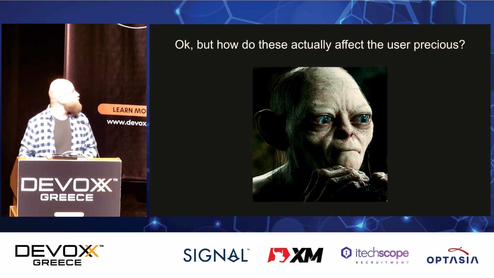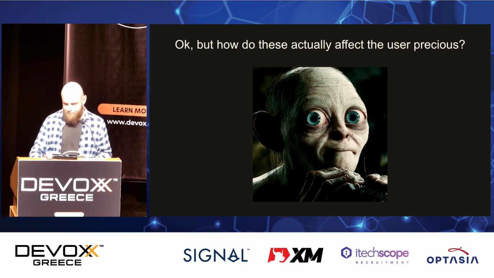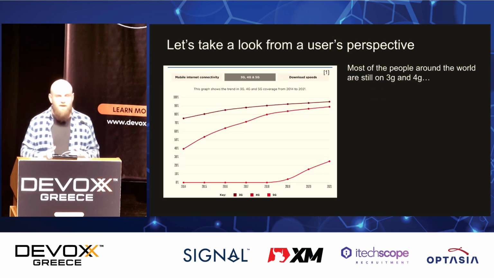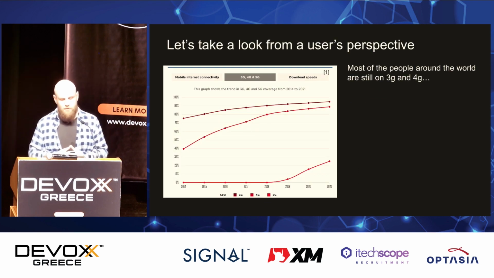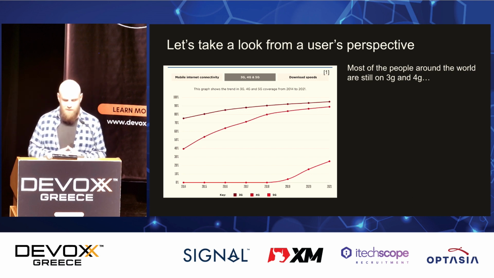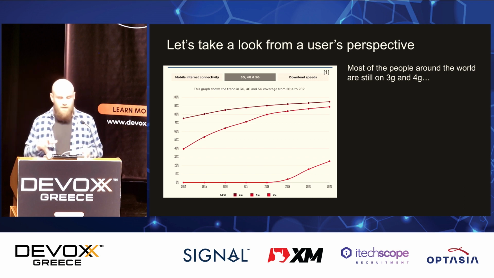But how do those actually affect the user? Let's take a look at the user's connections. Despite the rapid rise of 5G networks, most of the globe is still on 3 and 4G networks. Do not get fooled by our Western standards, right? The African continent is largely on 3 and 4G. Same goes for South America and Asia.